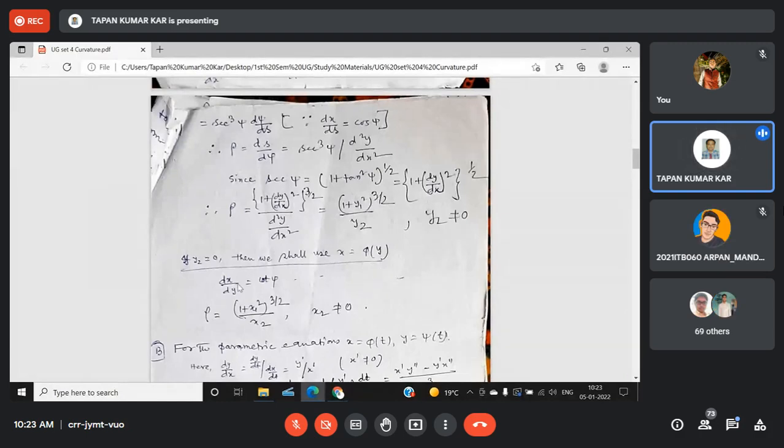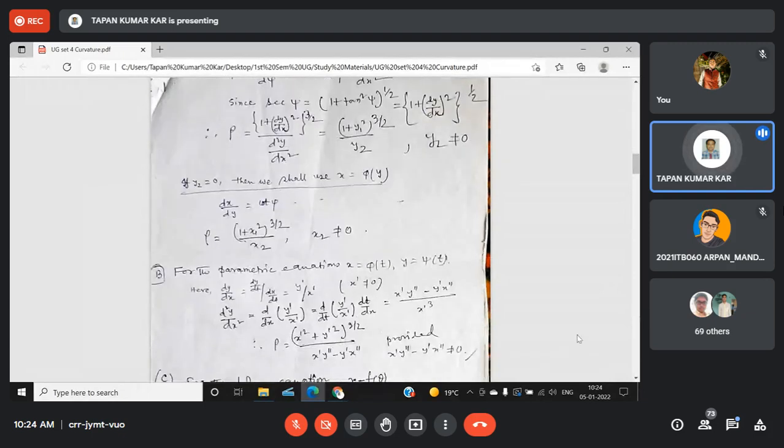Then in this way, dx dy equal to cot psi, and your formula will be rho equal to 1 plus x1 square whole to the power 3 by 2 by x2. This x1 is dx dy, x2 is d square x dy square, provided x2 not equal to 0. So first you will do this one. If it is not possible, that is, y2 not equal to 0 fails, then only you will think about the alternative, that is 1 plus x1 square whole to the power 3 by 2 by x2. This is one formula. Another is parametric form.